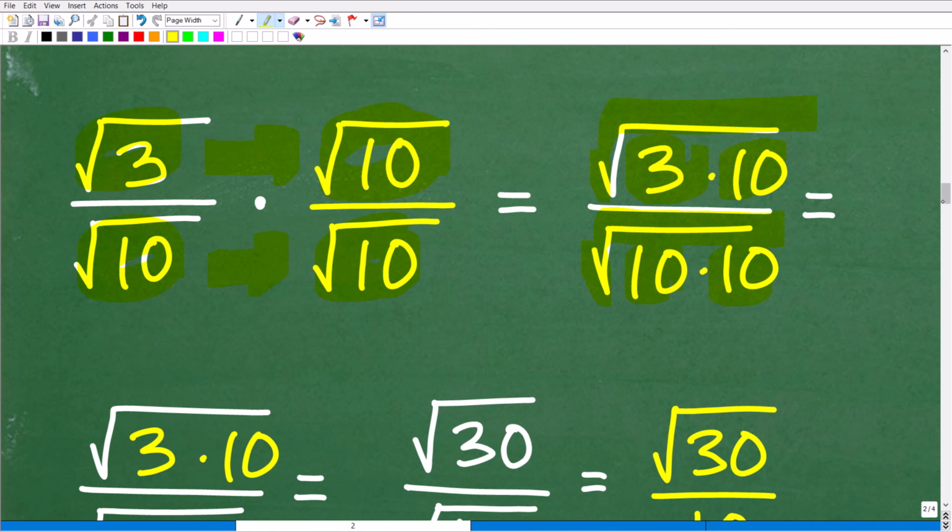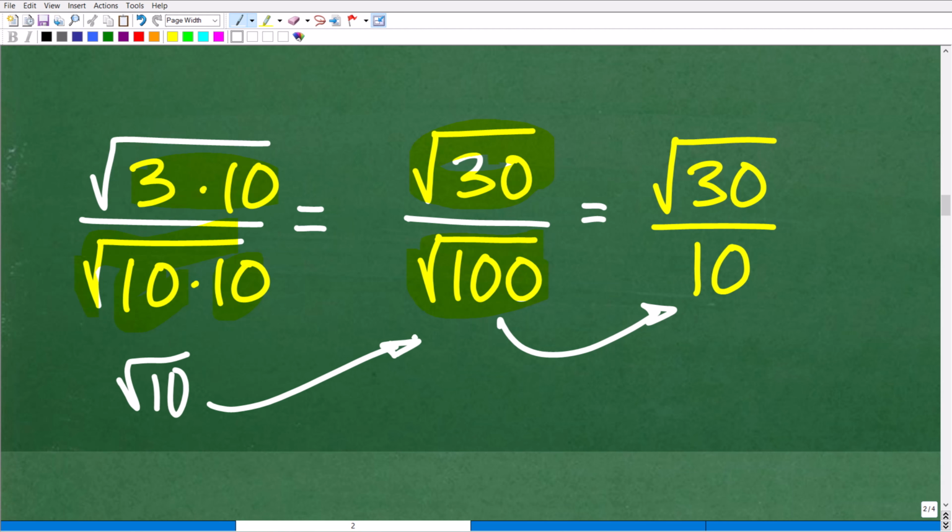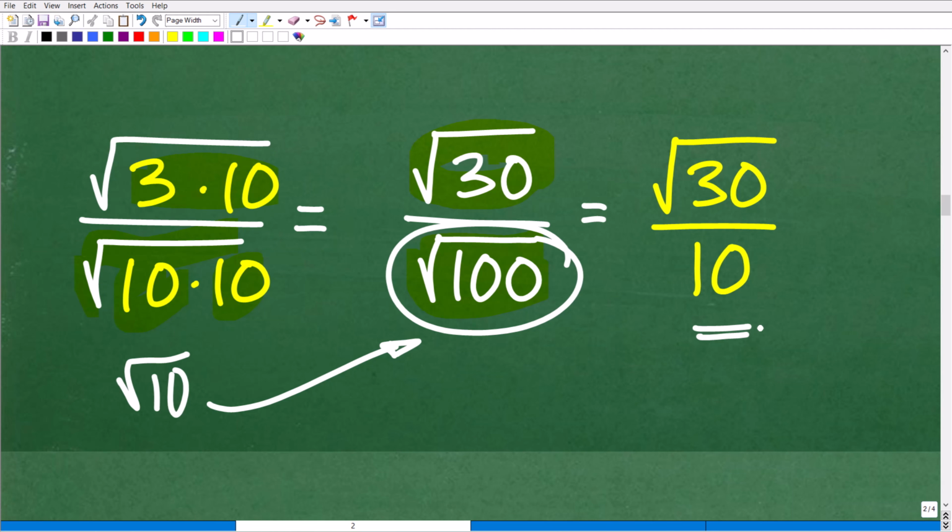All right, so let's go ahead and now simplify this. So the square root of 3 times 10, of course, is going to be the square root of 30. And the square root of 10 times 10 is the square root of 100. And here is the big payoff, right? The square root of 100 is 10. I can get rid of this square root of 10. That was an irrational number, and I tricked my problem into a rational number. The square root of 100 is a rational number because I could take the square root of 100. That's a 10, and now I have this lovely whole number there.